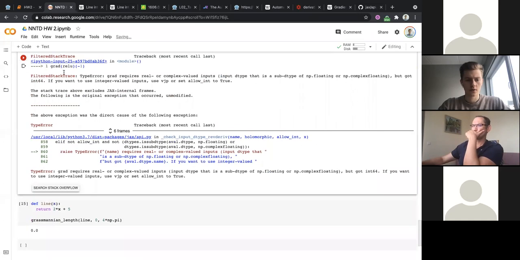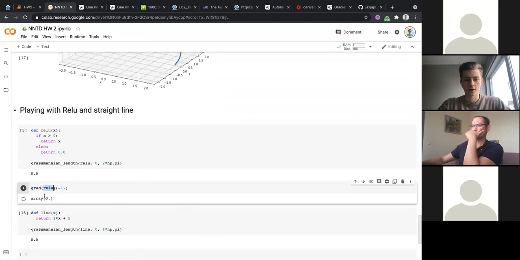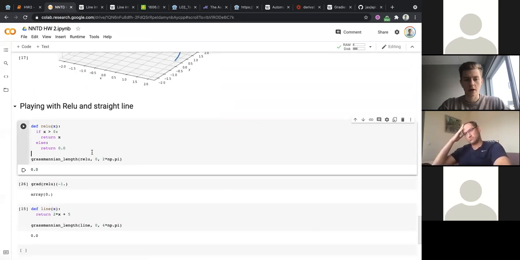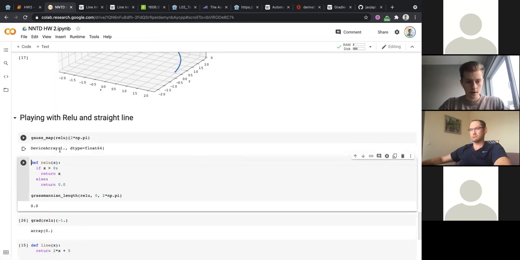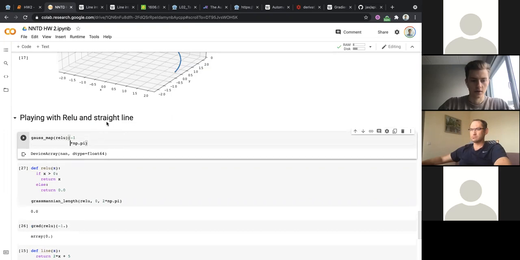Anyways, the gradient of ReLU is 0. So if we take the Grassmannian length of ReLU, it says it's 0, but I think it's just that it handles stuff, because if we take the Gauss map of ReLU and evaluate it at, let's say, 2.2 pi, it is 1. Oh, that's interesting. What about 0? Okay, 0 is not a number. For 0, the Gauss map breaks. So the Gauss map is not defined for basically values smaller than 0.